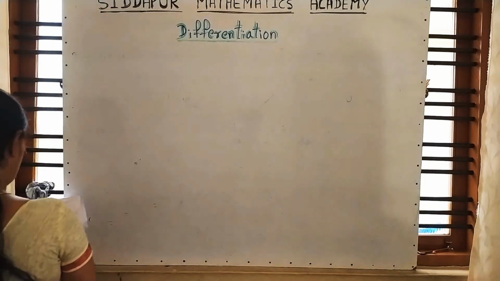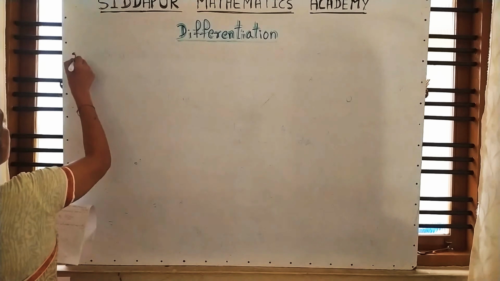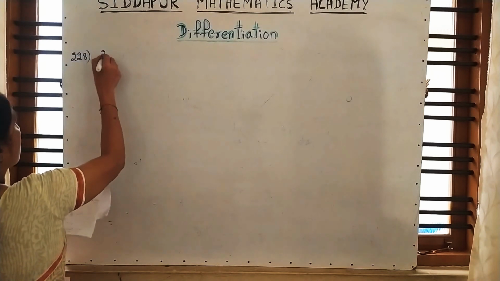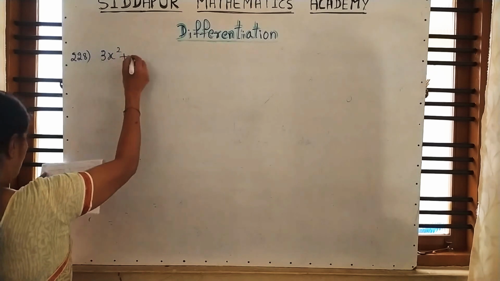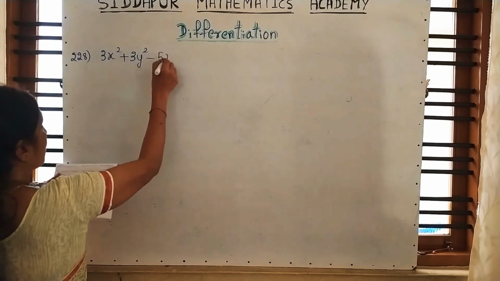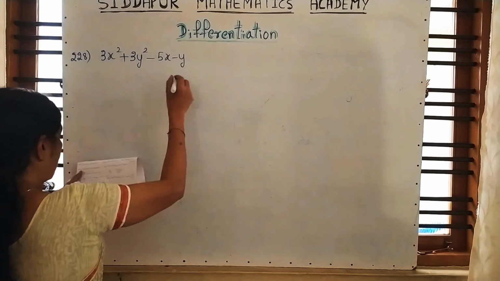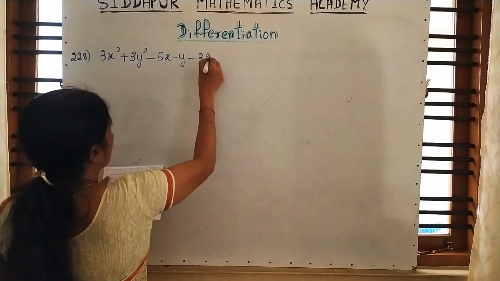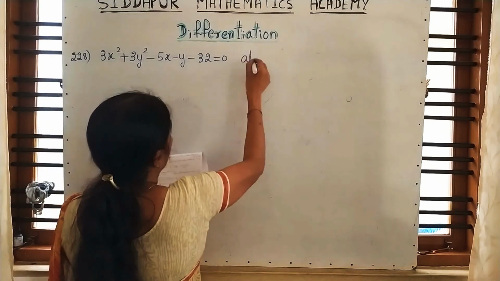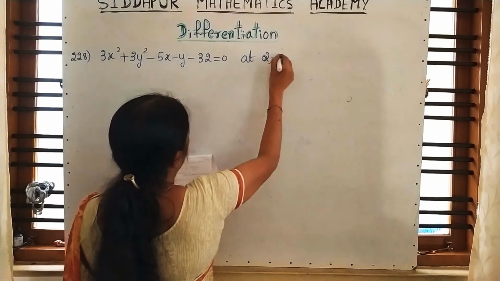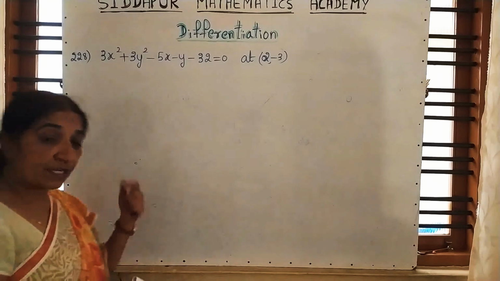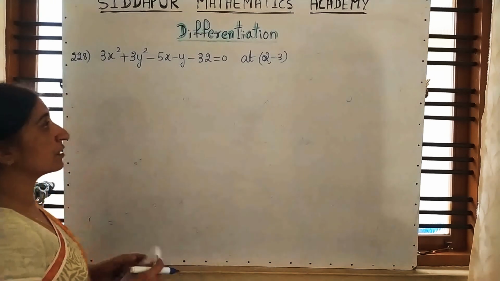Question number 228. 3x² + 3y² − 5x − y − 32 = 0 at (2, −3). The meaning is that after differentiation, wherever x is there, write 2, and wherever y is there, write minus 3.